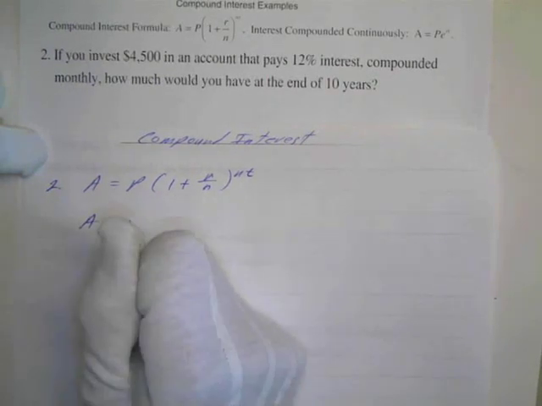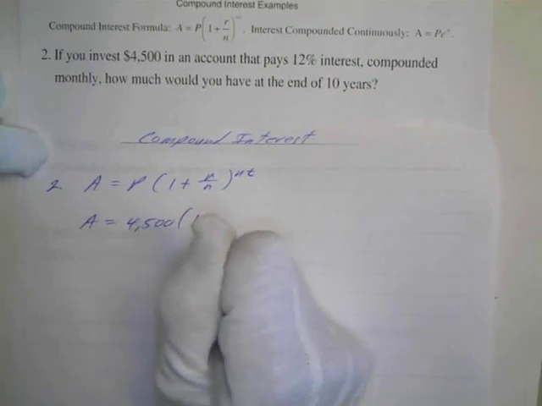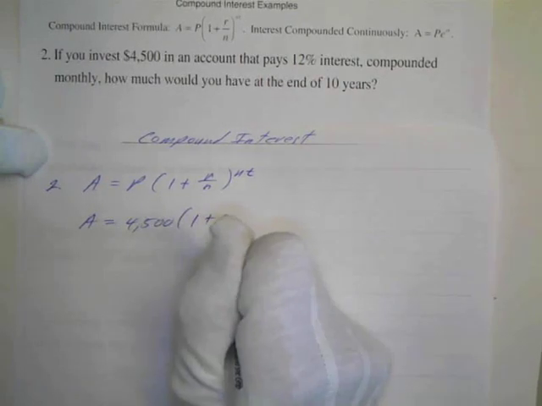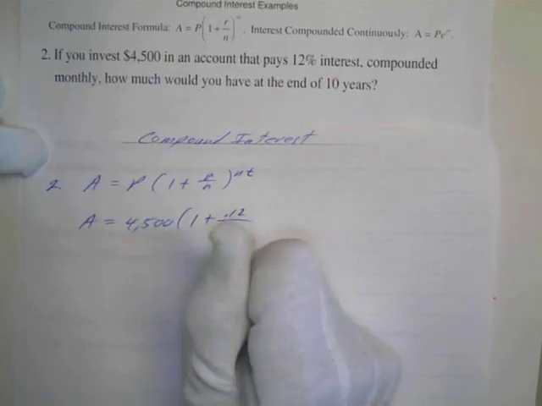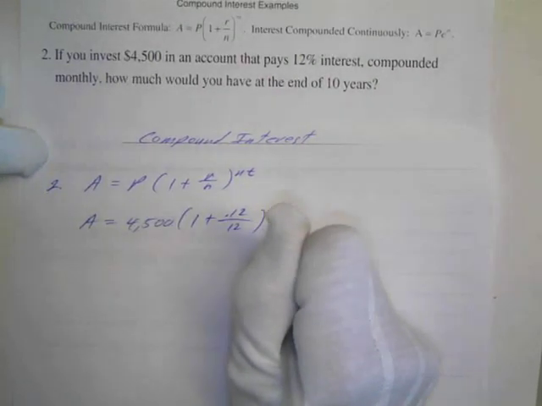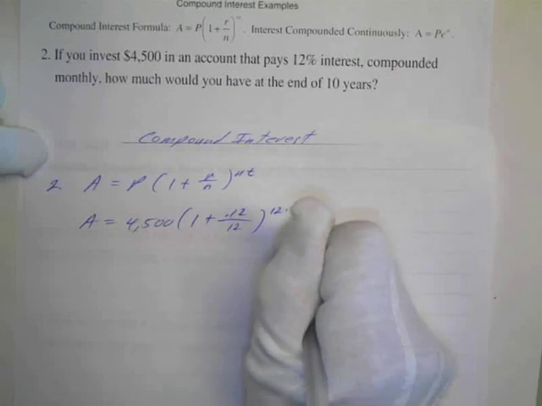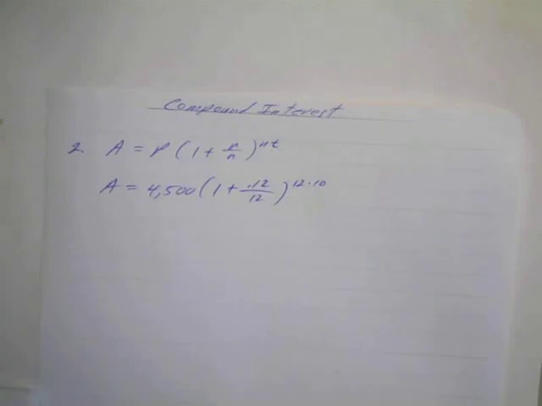Principal is $4,500. That's how much we're investing. And 1 plus, and the interest rate is 12%. Now we write that as 0.12. And it's compounded monthly, so that would be 12 times per year. And then again, that same 12 times the number of years, and this says 10 years. So we just put that in the formula. So that's how you would do that. Now we just have to work it out.